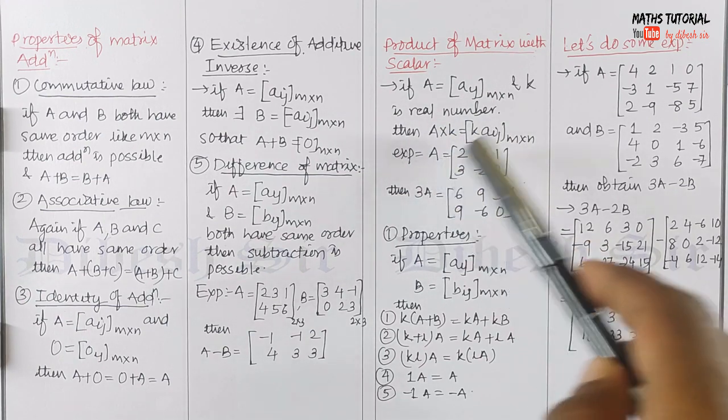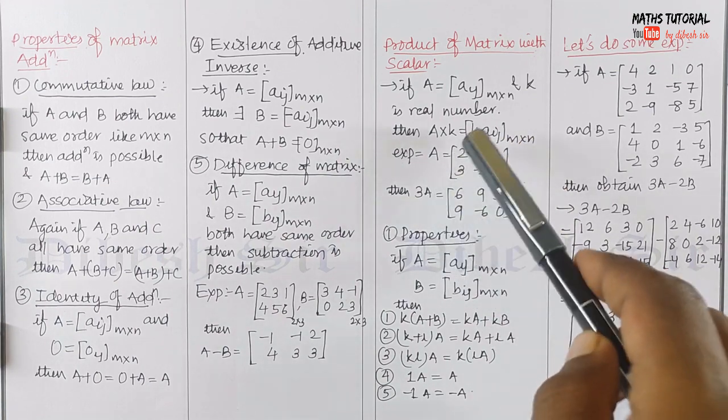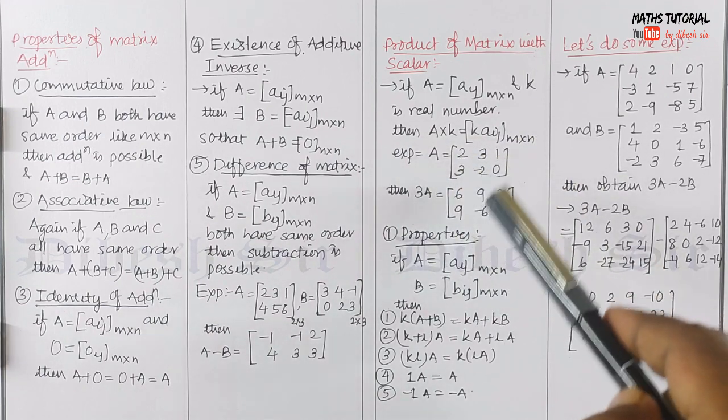For example, A = [2 3 1; 3 -2 0], then 3A is: 3 times 2 is 6, 3 times 3 is 9, 3 times 1 is 3, 3 times 3 is 9, 3 times -2 is -6, 3 times 0 is 0.